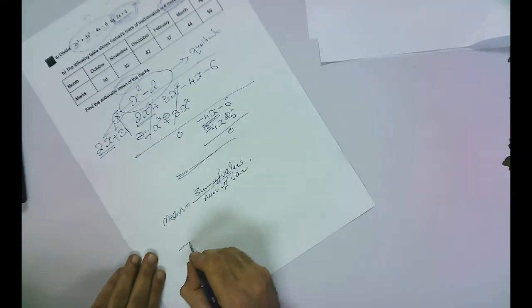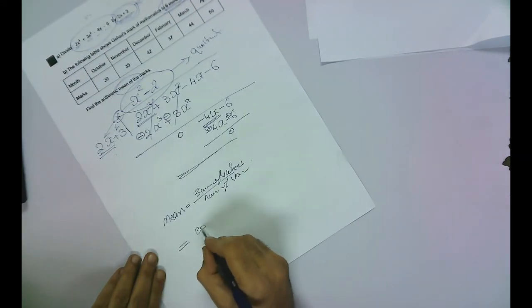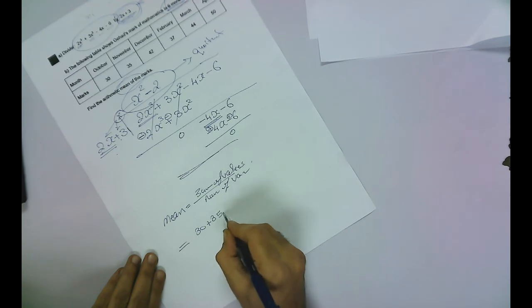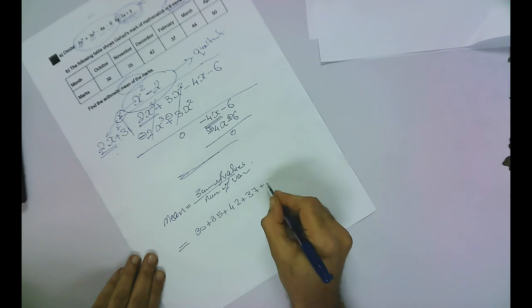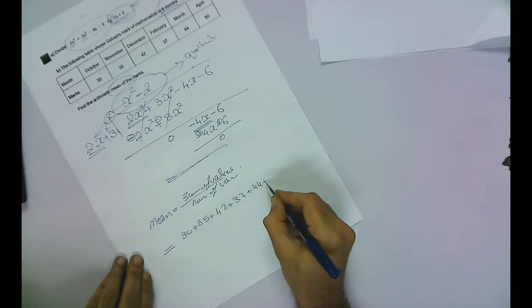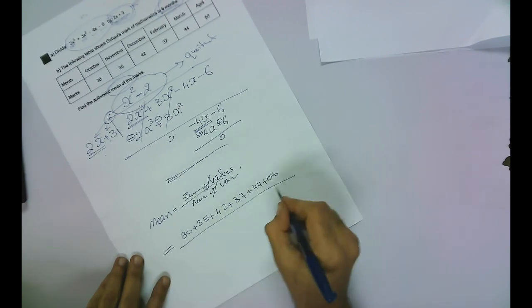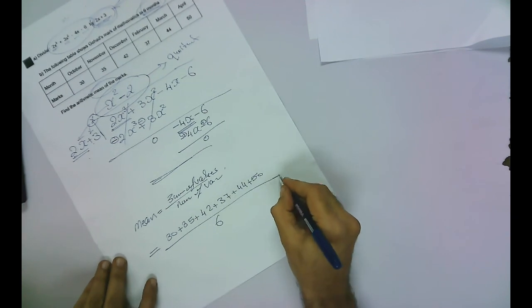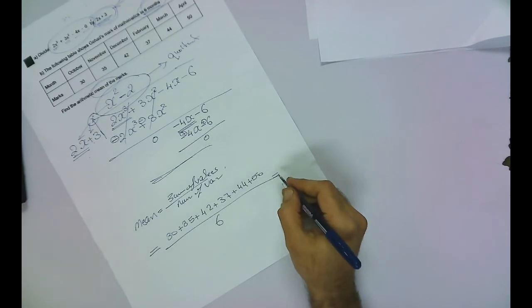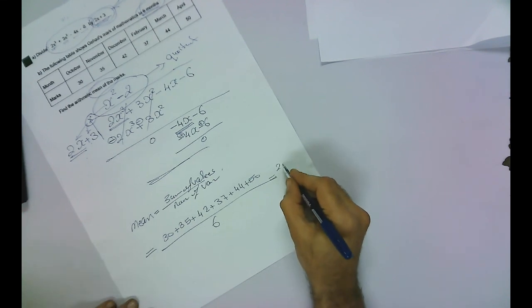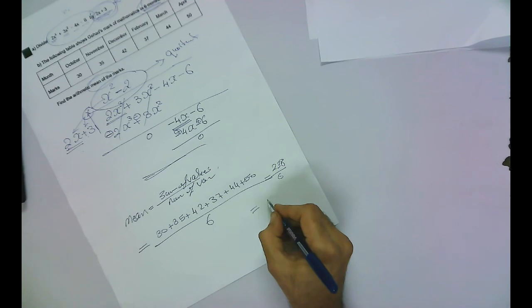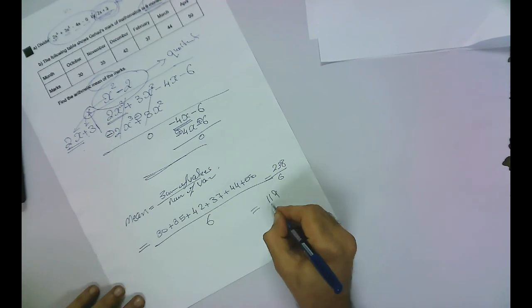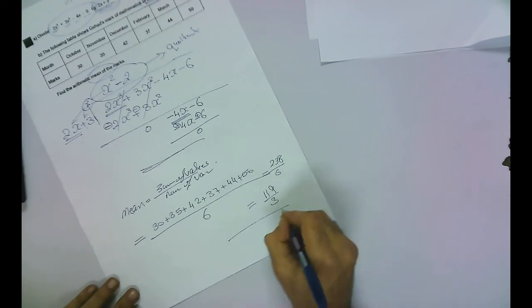So the mean will be 30 plus 35 plus 42 plus 37 plus 44 plus 50 over 6, which equals 238 over 6, which equals 119 over 3.